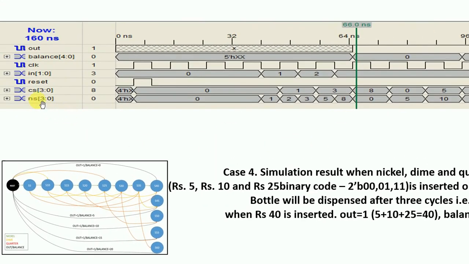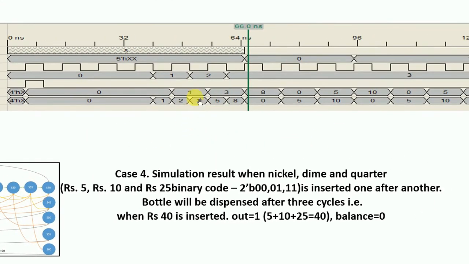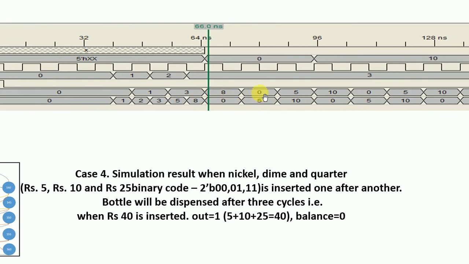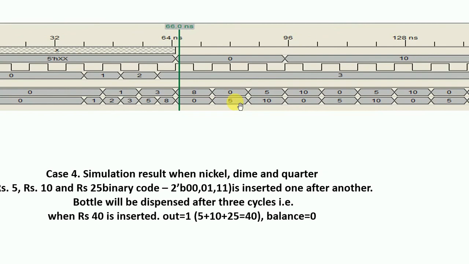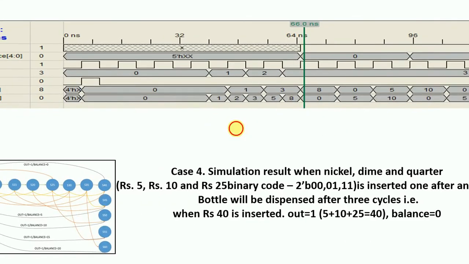Similar is the case for the next state. As you can see, 1, then the next state is 2, so it will move on to 2, 3. The next state is 5, so it will move on to 5, then 8, then 0. The next state for it is 5, so it will move on to 5. The next state for 5 is 10, so it will move on to 10. So current state and next state are similar.